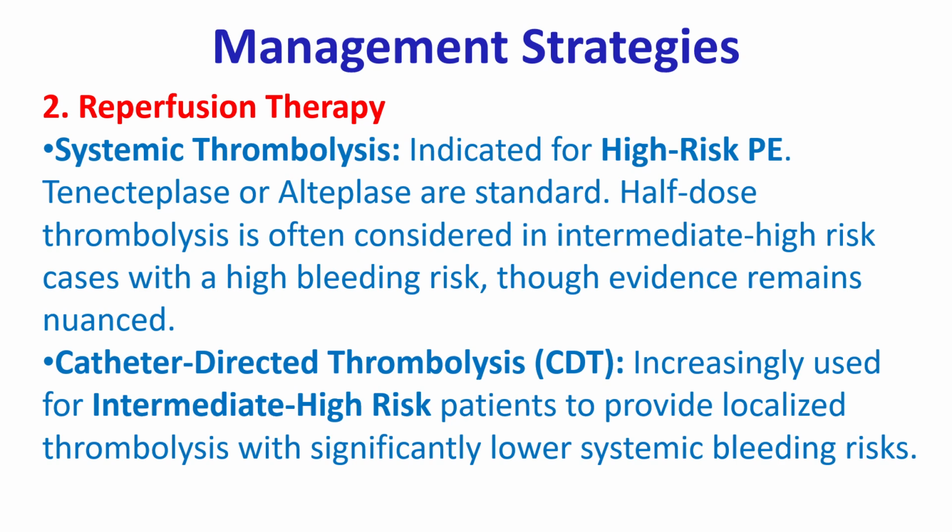2. Reperfusion therapy. Systemic thrombolysis is indicated for high-risk pulmonary embolism. Tenecteplase or alteplase are standard. Half-dose thrombolysis is often considered in intermediate high-risk cases with a high bleeding risk, though evidence remains nuanced.